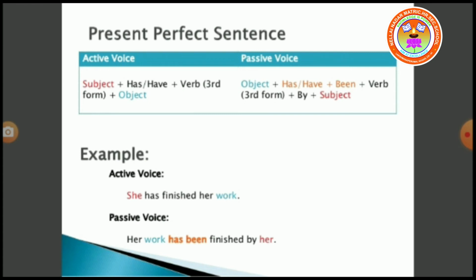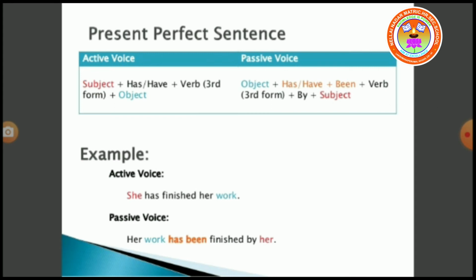is the verb, she is the subject, and the object is her work. Passive voice structure: object plus has or have plus been plus third form of verb plus by plus subject. In perfect tenses for passive voice, we should include the word been to the auxiliary verb. For example, her work has been finished by her.